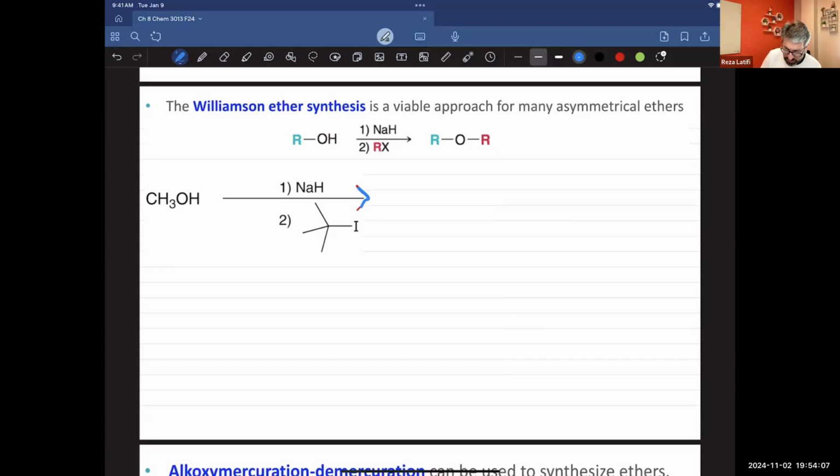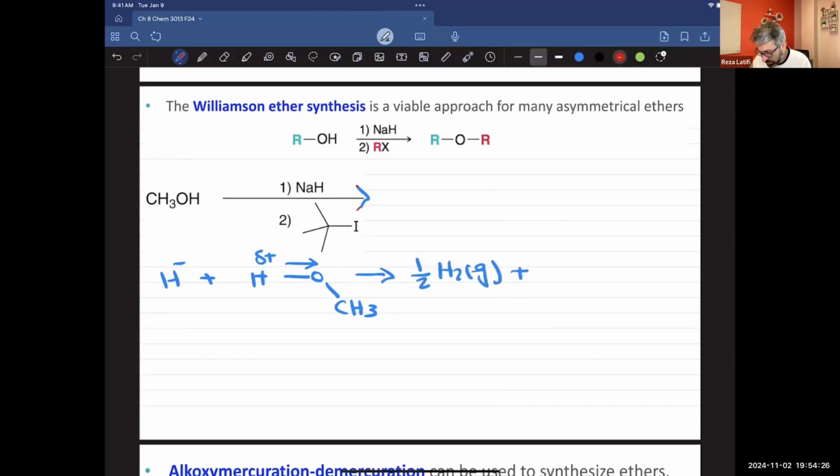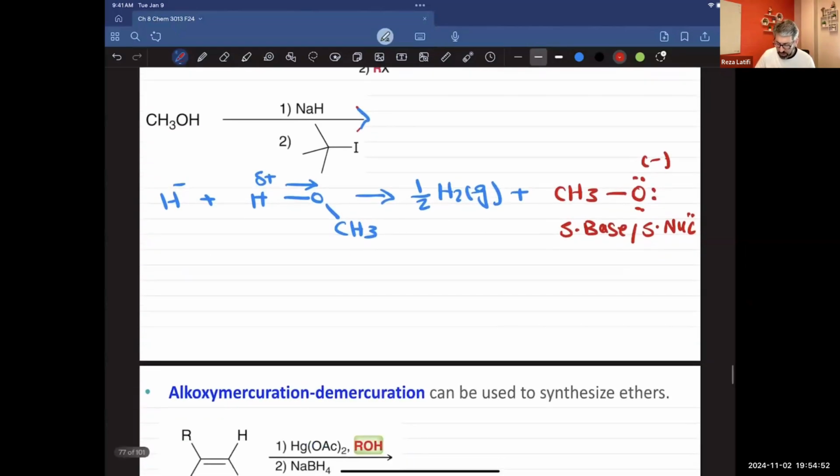So the first step of this reaction, the H minus is going to react with the alcohol. And we will get half a mole of hydrogen gas, plus we get the methoxy, CH3, oh, this one has a negative charge. Okay, this is a strong base and strong nucleophile. Nothing surprising until now. Now, what will happen if I react this with the alkyl halide?